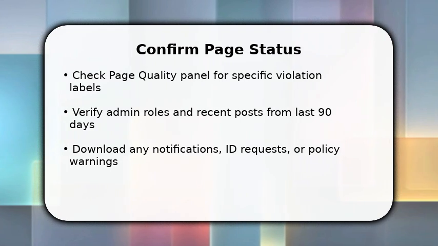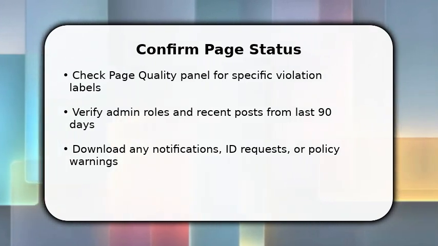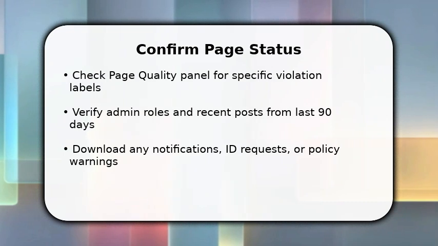You start by confirming exactly what Facebook flagged and why. Open page quality, read the violation label, and download any notices or ID requests. This gives you the scope.